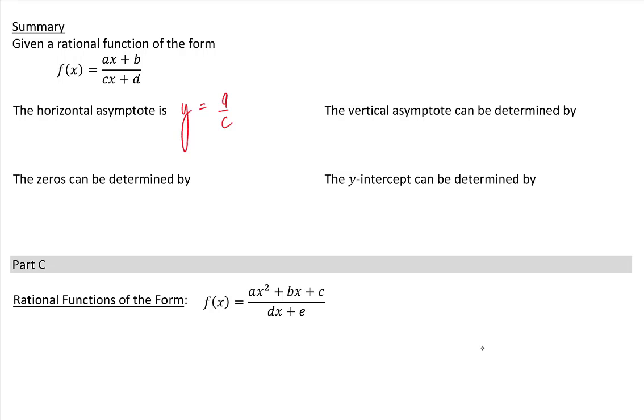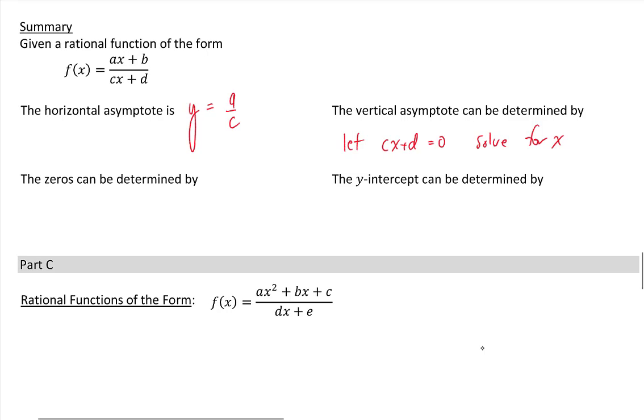The vertical asymptote is still determined by letting cx plus d equal 0 and then solving for x. The zeros can be determined by setting f of x equal to 0 and then solving for x. And the y-intercept can be determined by letting x equal 0 and solving for y.